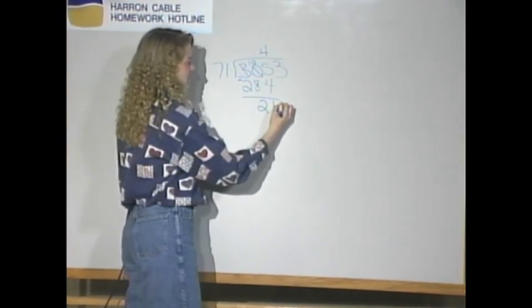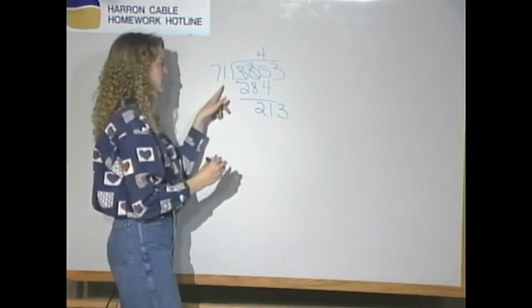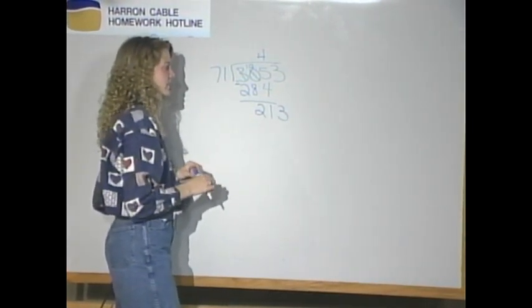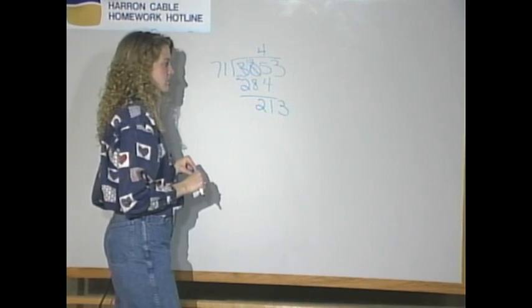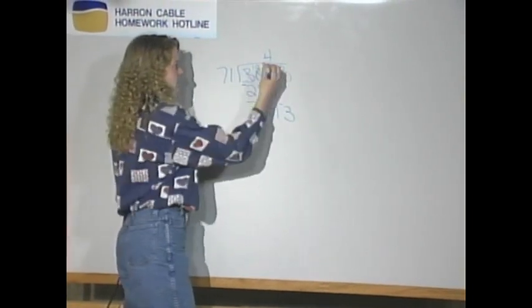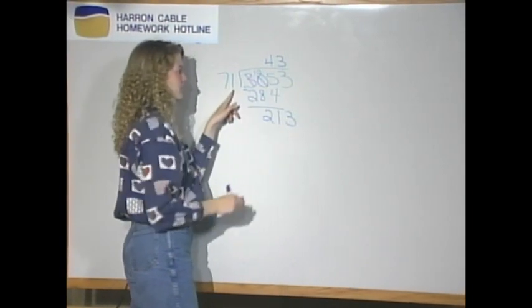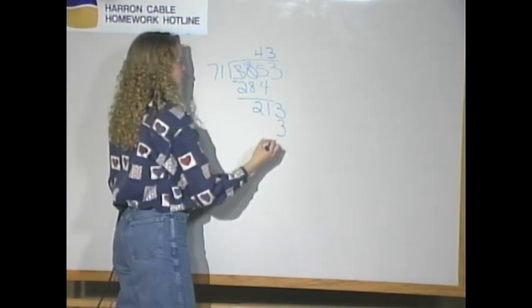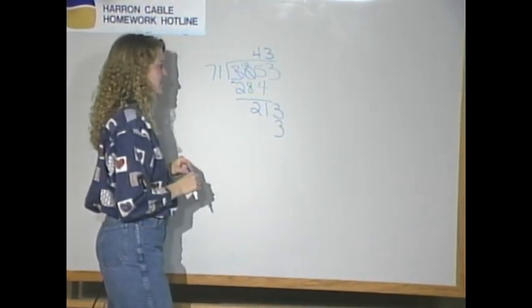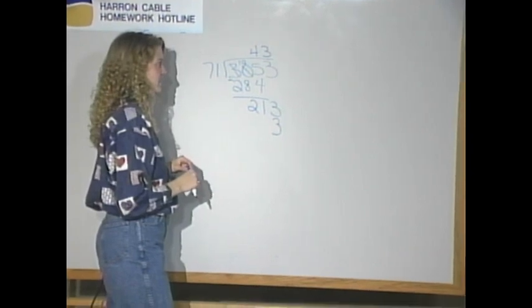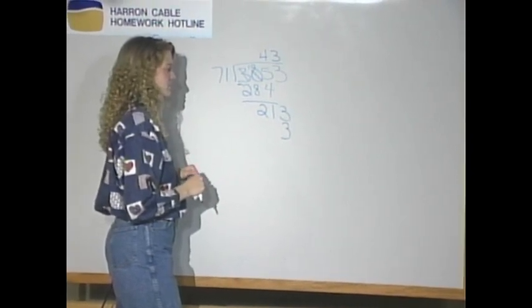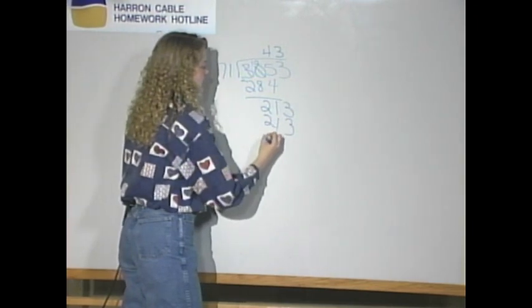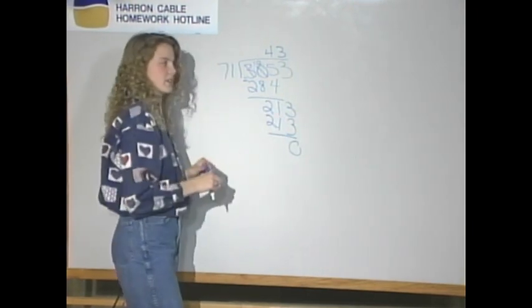Now you bring down your 3. Do you know how many times 71 would go into 213? 3 times? Okay. What's 3 times 1? 3. Okay, and what's 3 times 7? 21. Okay. And this comes out to be 0, so your answer is 43.